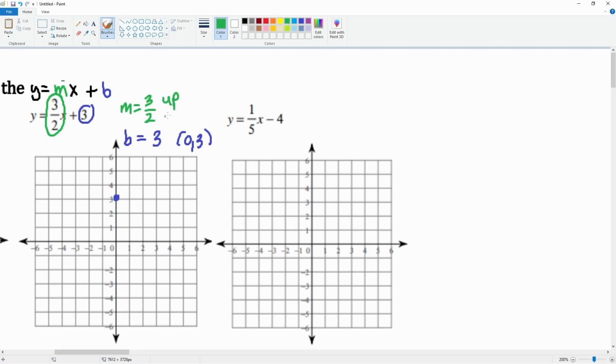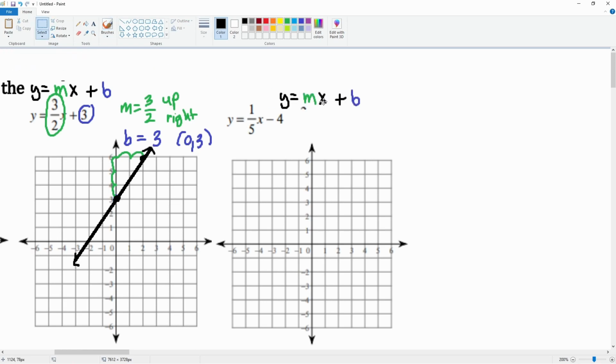3 up and 2 to the right. That's what the slope's telling us. Up 3, 1, 2, 3. Right 2, 1, 2. And we could put a dot here. Let's also put a dot at the starting location. Now we can connect these two dots, of course, and then form a line. There you go. That would be how the equation looks.